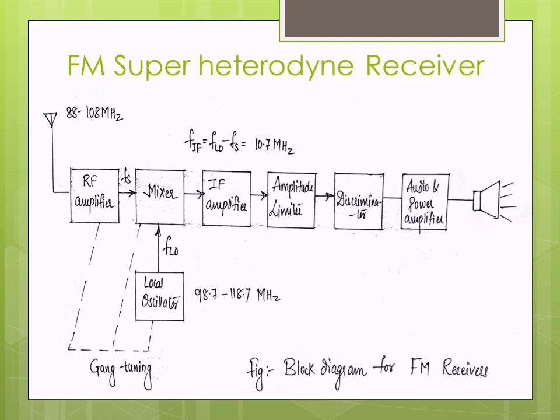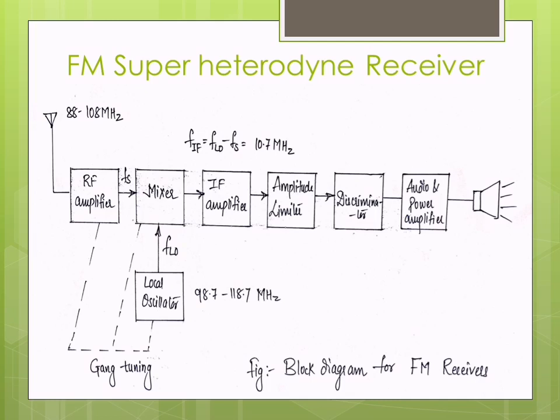The rest of the things are the same. The function of the RF amplifier, the mixer and the local oscillator are all the same. There is a gang tuning between your RF amplifier, mixer and local oscillator. Then your IF amplifier is tuned only at 10.7 megahertz, which means it will amplify only the 10.7 megahertz signal.